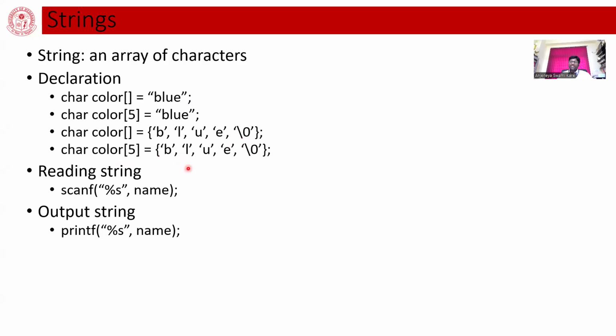I can even read a string from the user like this, using scanf with %s. Remember, there is no ampersand symbol because it's a character array. Name itself represents the address. We don't need an ampersand before name. This is how you output a string: printf with %s and name. Let us write a C code which reads the name of a person and displays it back to the screen.